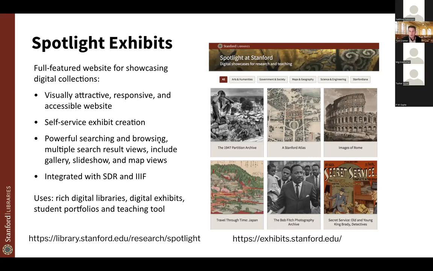Now we have a single platform, we have one team that spends part of its time supporting Spotlight, and we're approaching 200 digital exhibits. It's fantastic. If you have not developed this kind of capacity, and if you are interested in this, I definitely encourage you to take a look at exhibits.stanford.edu and to look at Spotlight.